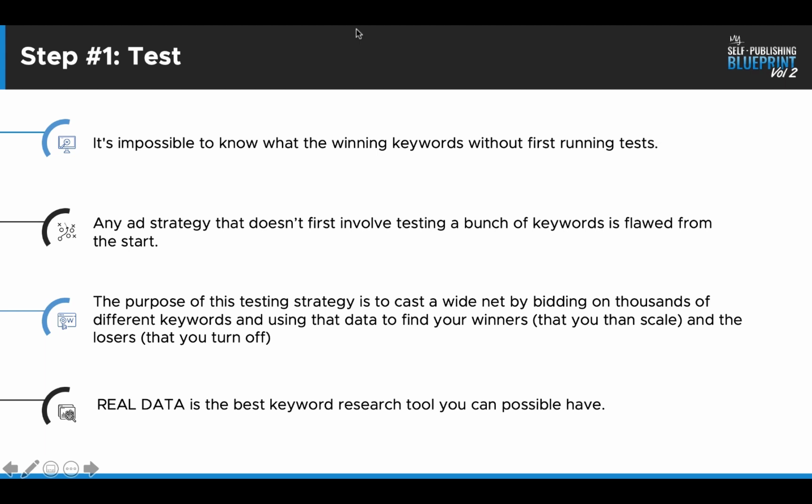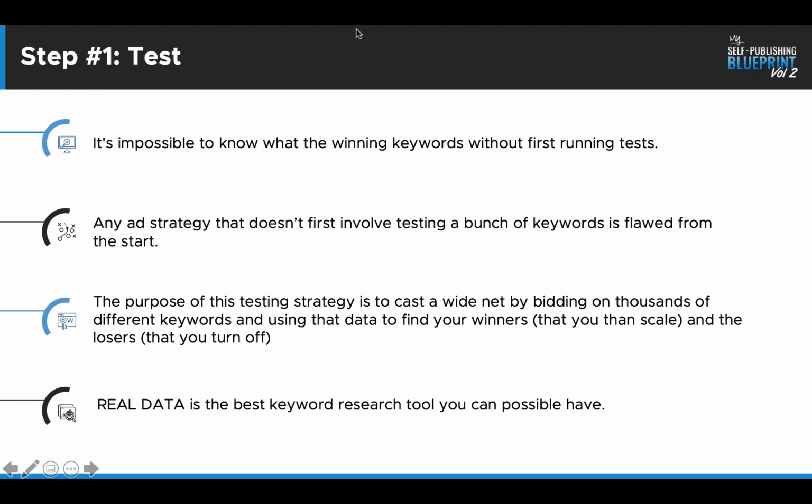So it's impossible to know what the winning keywords are without first running tests. An ad strategy that doesn't first involve testing a bunch of keywords is flawed from the beginning. We don't know what keywords are going to work, what keywords are going to be profitable or unprofitable. A lot of people with dog training books would think, oh yeah, dog training should be a great keyword for me because my book's about training dogs. That might be a horrible keyword for you, absolutely horrendous keyword for you. But you don't know that until you test it.